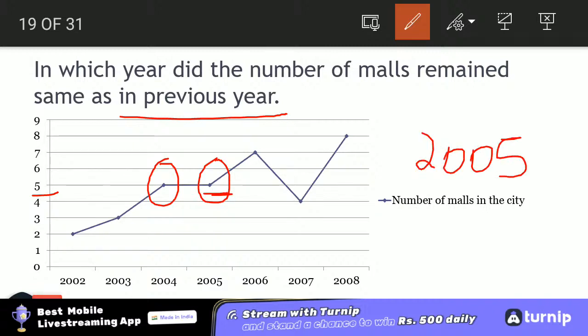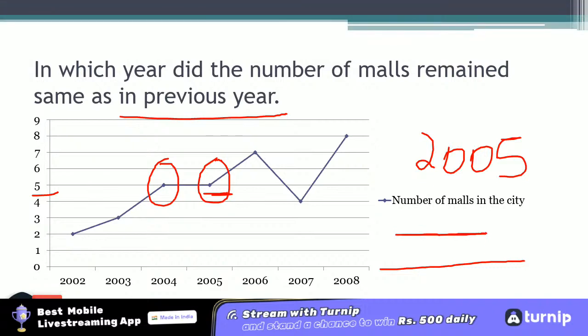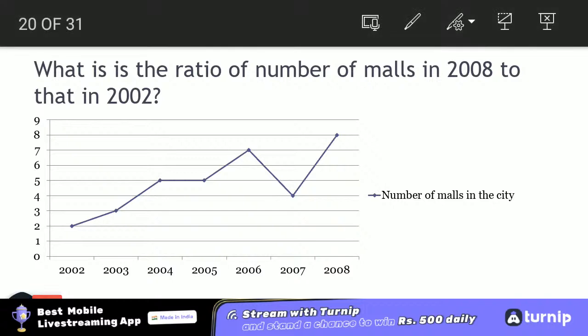And students, you need to remember, whenever there is a straight line, that means the particular thing which we are talking about remains the same. The line parallel to the x-axis. This is our x-axis and the line which is parallel to it is straight. It means it is not changing. It remains constant.